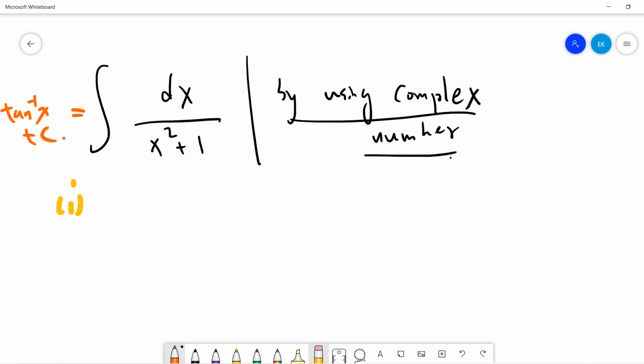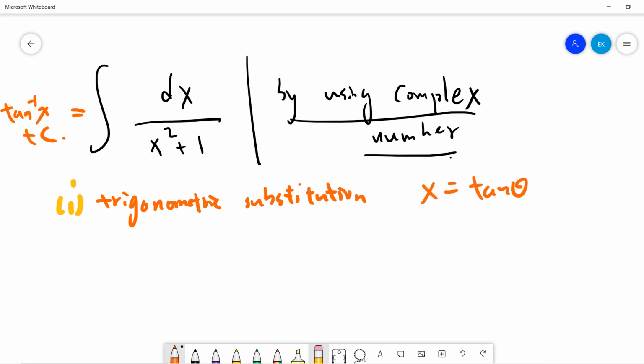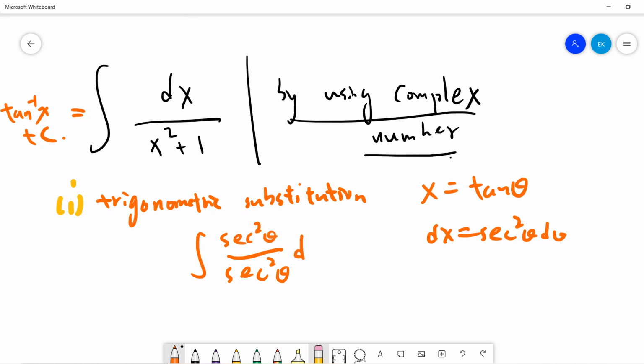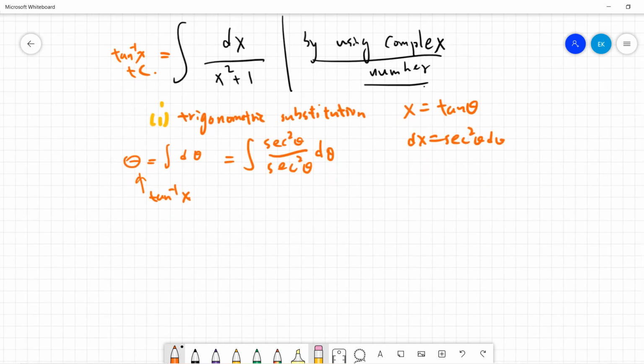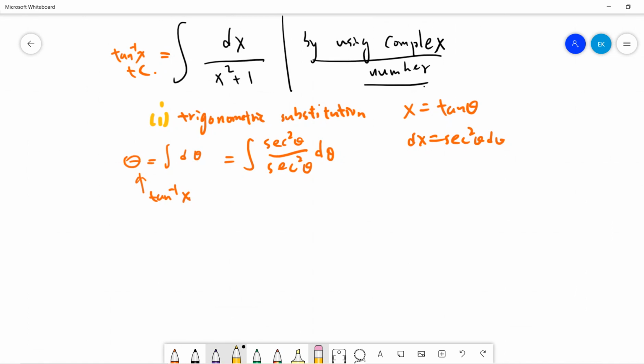The standard real solution is that you use the trigonometric substitution. This is really simple: let x be tangent theta, and you get secant squared, and dx will be secant squared d theta. So you get the integral theta, you get theta, right? So just arctangent x.